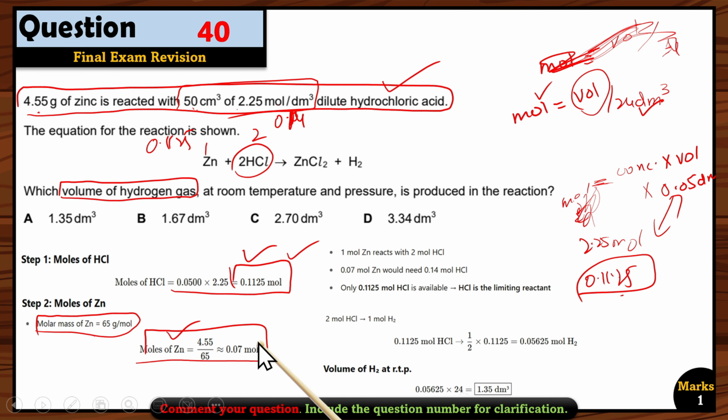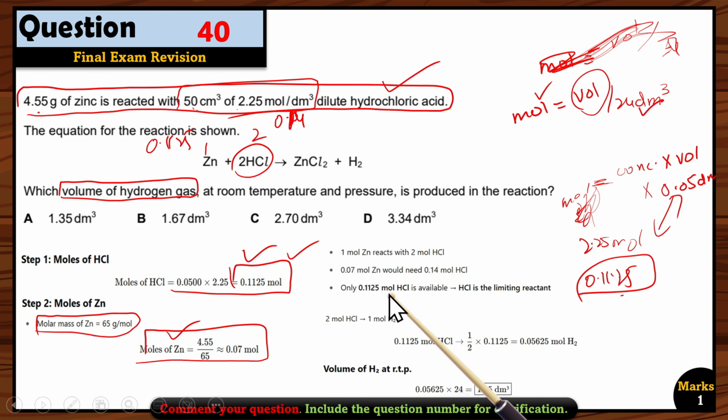Now once you get both the moles, you have to find which one is the limiting reactant. If one zinc is using 2 HCl, then 0.07 will need 0.14 of the HCl, right? But that's wrong because we are getting only 0.1125. So it means the HCl will finish first during the reaction, so it is actually the limiting reactant. That's why we will use the moles of HCl, not the moles of zinc. That's why they have given you two different pieces of information. You have to first decide which one is the limiting reactant.